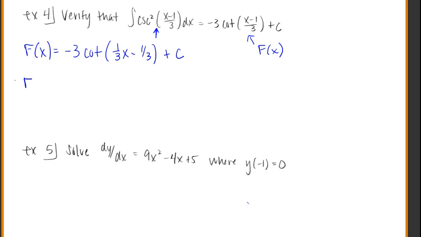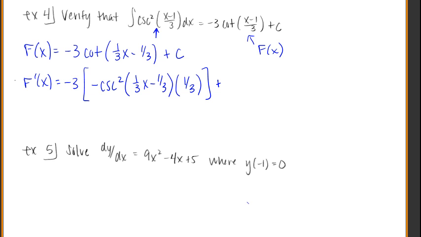So f prime, let's pull off the negative 3. And what is the derivative of cotangent? Well, the derivative of cotangent is the negative cosecant squared. So it's going to be negative cosecant squared of that angle and then times the derivative of that angle. So it's just times 1/3. And obviously the derivative of c is 0.